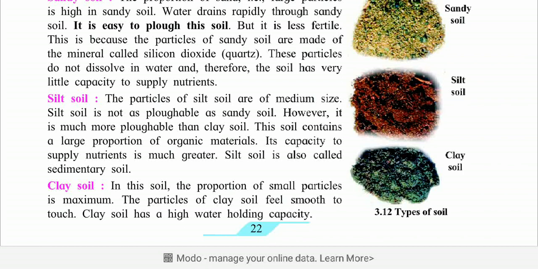The next one is clay soil. Clay soil, you may have in mind now the clay which you may be using for playing purposes, which is sticky and can easily be given any shape, like that soil. This type of soil is also available. In this soil the proportion of small particles is maximum.